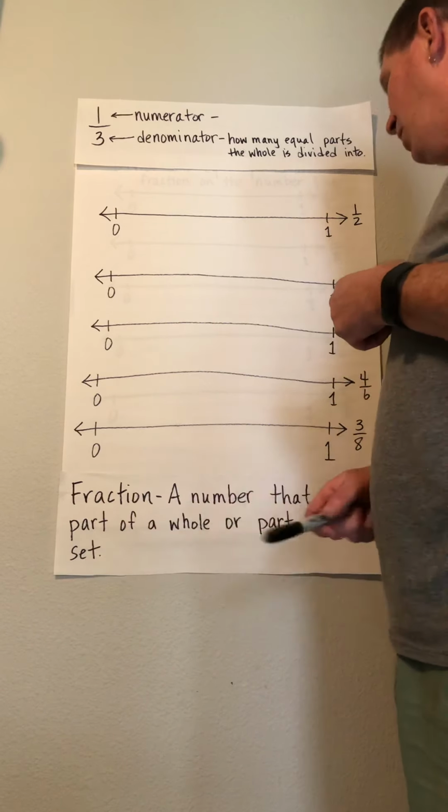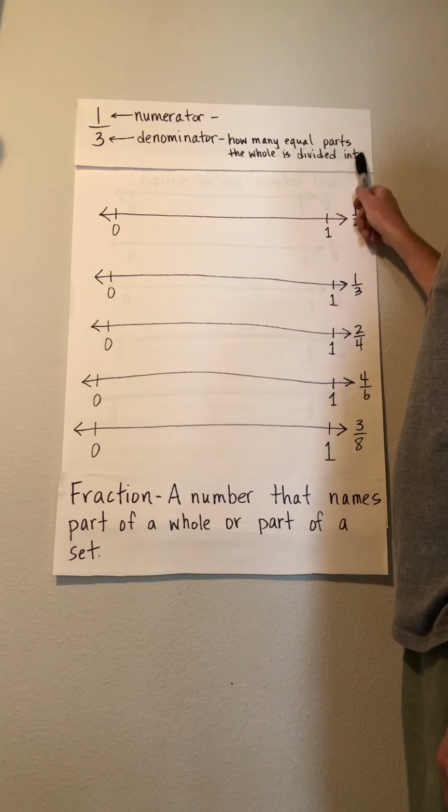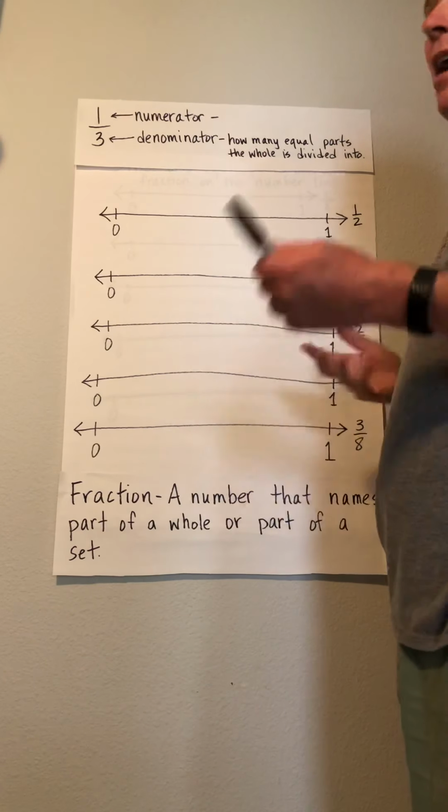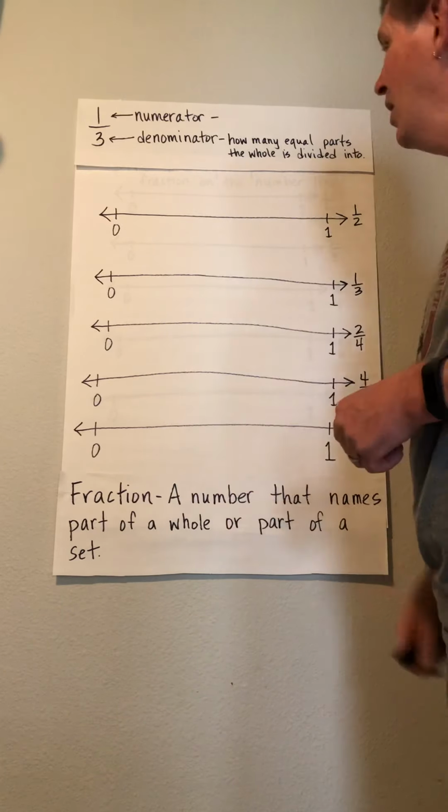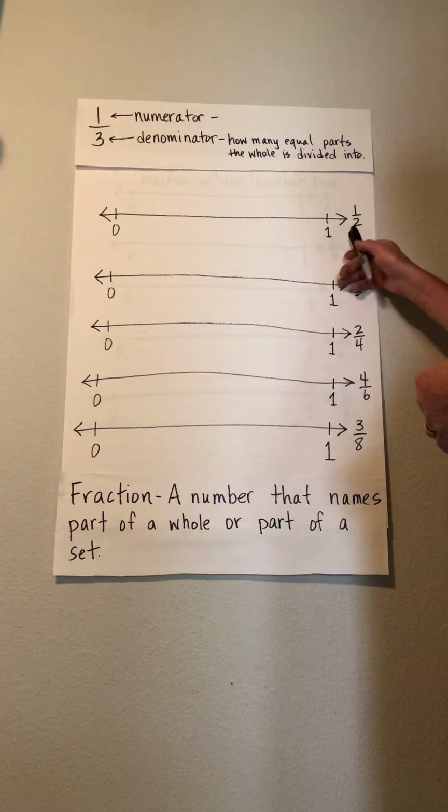Number lines are an easy way to represent fractions because you can cut up the space in between two numbers fairly easily. Remember, in a fraction, we have two things. We have the numerator and we have the denominator. Now the denominator is how many equal parts the whole is divided into, and then the numerator is how many of those parts.